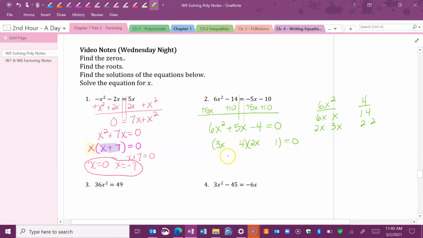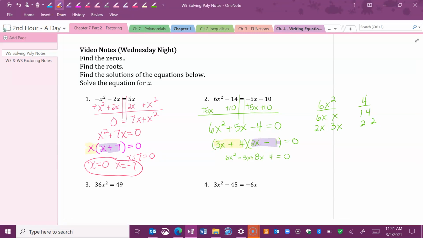Now 3x times 2x is 6x squared. 3x times 1 is 3x. 4 times 2x is 8x, and 4 times 1 is 4. So if I look at that, can I make that a negative 4 but a positive 5x? That means one of these needs to be negative and one of them needs to be positive. If I make that negative 3 and a positive 8, that will give me positive 5. So therefore, that negative 3x came from 3x times 1, so I need that to be negative 1, and this one to be positive. So I'm going to go ahead and then set each factor equal to 0.